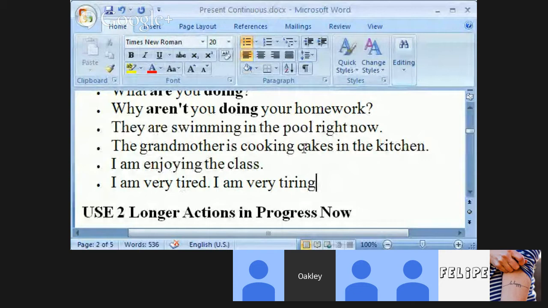We found it's kind of funny. If you're tiring, this is an adjective. That means you make other people feel tired. You make other people spend way too much energy. All right, the verb to tire.